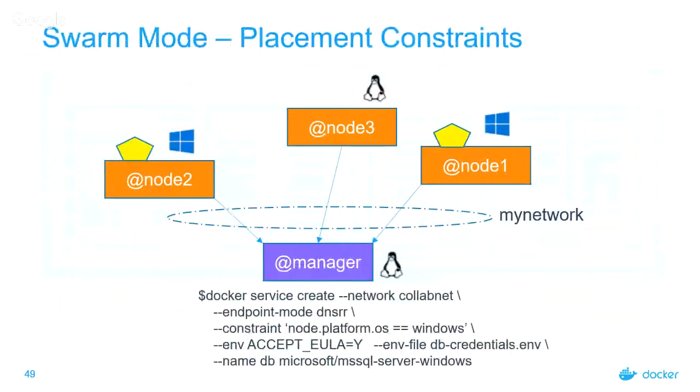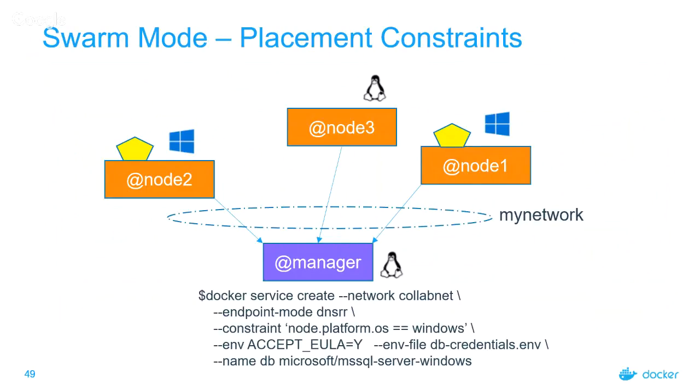Another great feature is placement constraints. Say in your Swarm mode cluster you have both Linux and Windows machines, and you have a front end working on a Linux machine, whereas the back end is running on a Windows machine. So today it is possible.